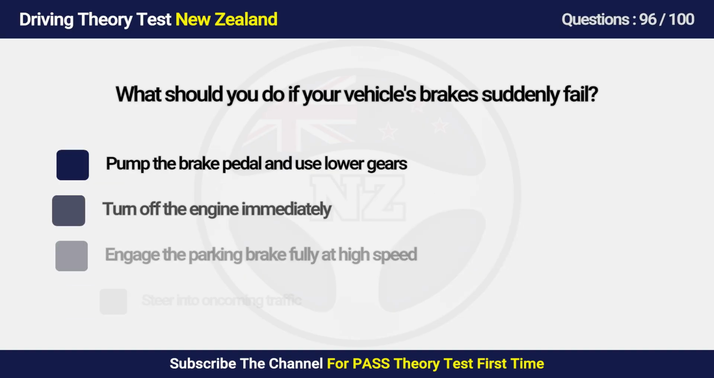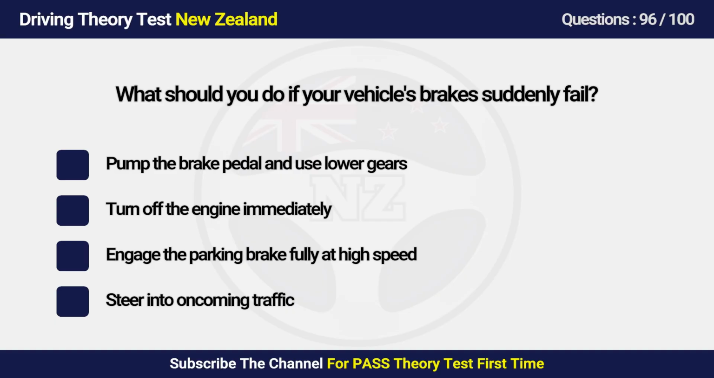Question 96. What should you do if your vehicle's brakes suddenly fail? A. Pump the brake pedal and use lower gears. B. Turn off the engine immediately. C. Engage the parking brake fully at high speed. D. Steer into oncoming traffic.